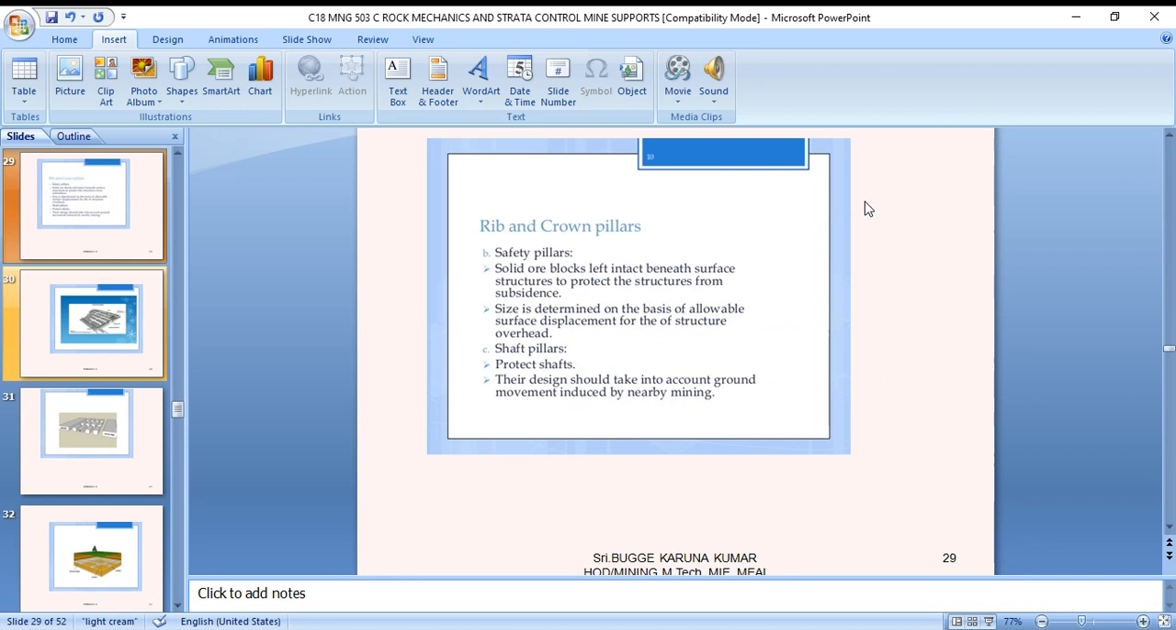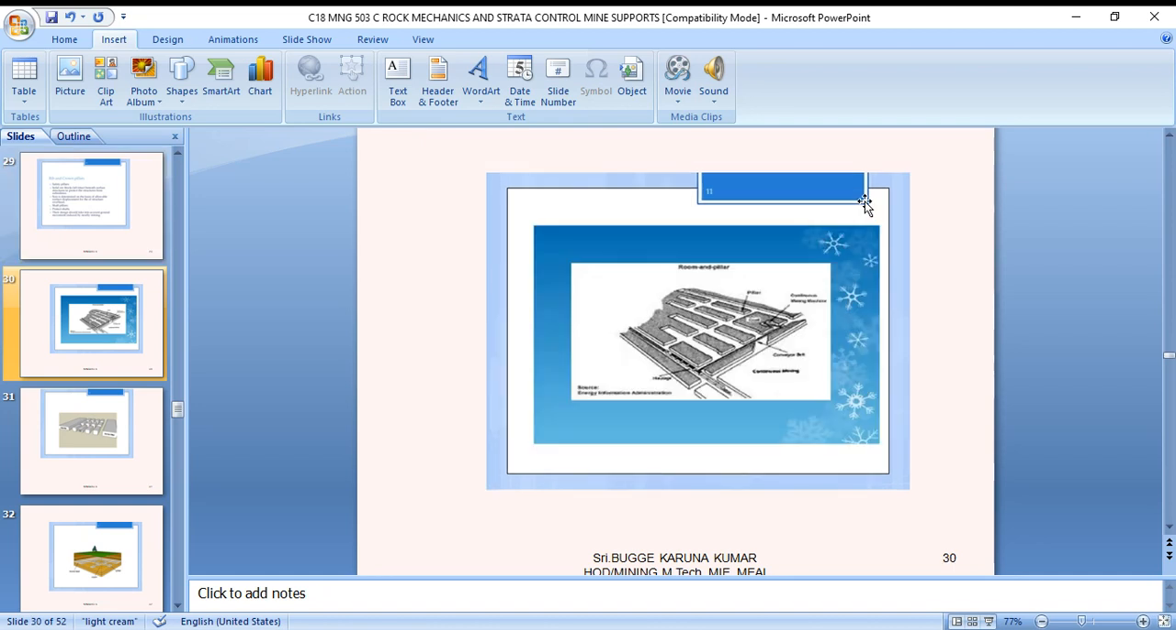Safety pillars, solid ore blocks are left intact beneath the surface structure to protect the structure from subsidence. Size is determined on the basis of allowable surface displacements for the structure overhead. Soft pillar, protective shafts, the design should take into account ground movement induced by nearby mining. This is the one view of extraction methodology.